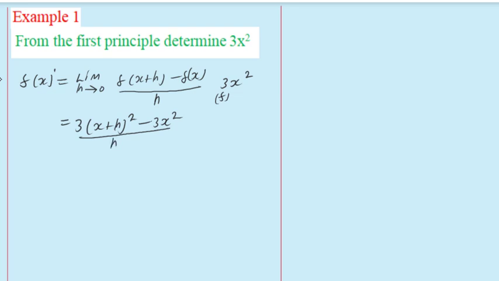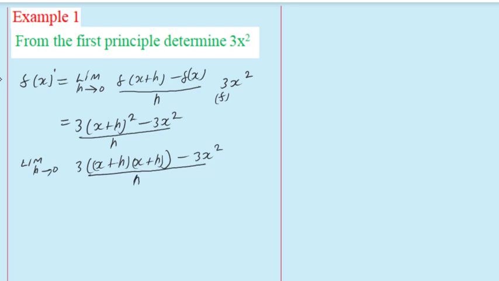And with this, we can open the bracket from the numerator, and then we have the limit of h as it approaches 0. As h approaches 0, we'll have 3(x plus h), then (x plus h) again, because it is a square, and therefore with this we subtract 3x squared and everything under h.